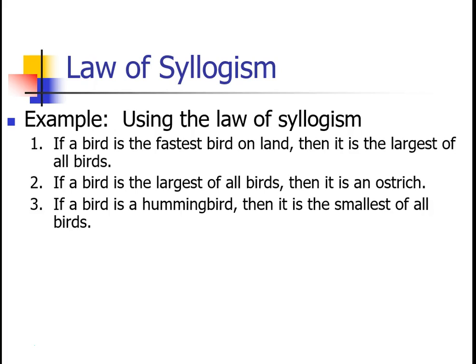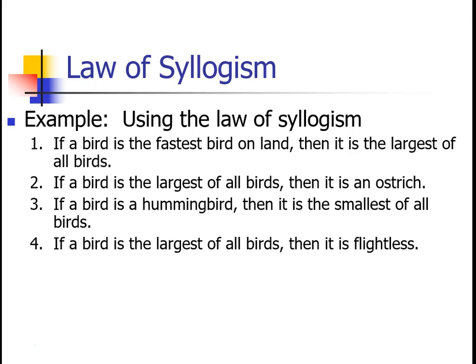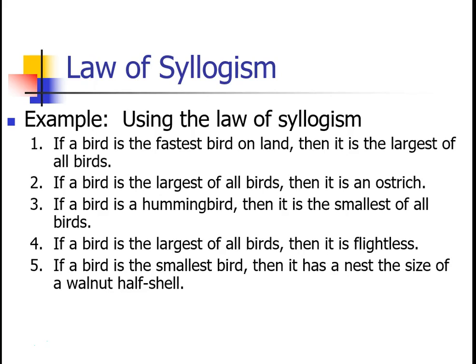If a bird is a hummingbird, then it is the smallest of all birds. If a bird is the largest of all birds, then it is flightless. And if a bird is the smallest bird, then it has a nest the size of a walnut half shell. So what I'd like you to do is study these 5 conditional statements and see if you can use the law of syllogism to construct at least one or as many new true conclusions as you can. So take a moment and write as many true conclusions as you can make.